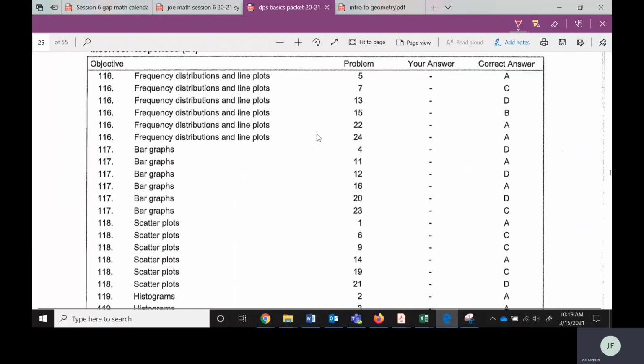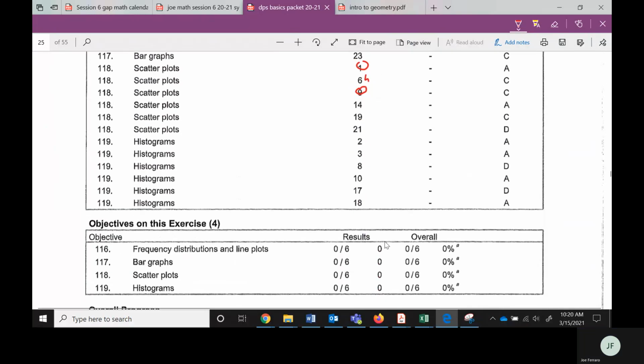For the problems here, I'll circle the ones we did and put an H next to the ones I gave hints for. So this was 5, we did a hint. 13, we did. 15, we did a hint. 24, we did a hint. 4, I gave you a hint. 11 and 16, I did. 1, I did. 6 was a hint. 9, we did. 2, we did. 3 was a hint. 10, we did. And 18, we did.